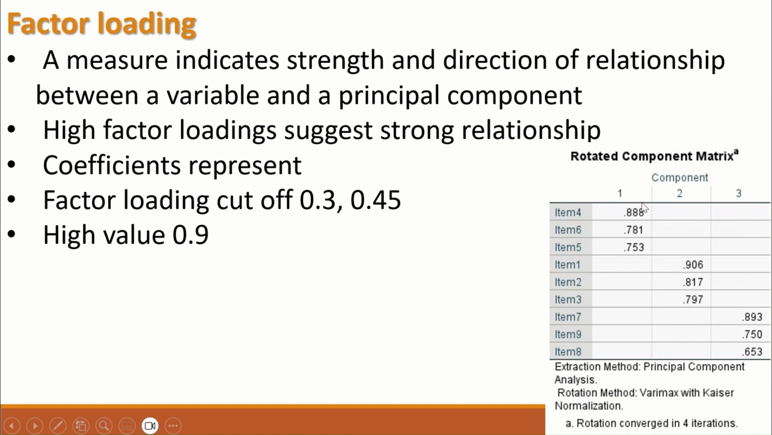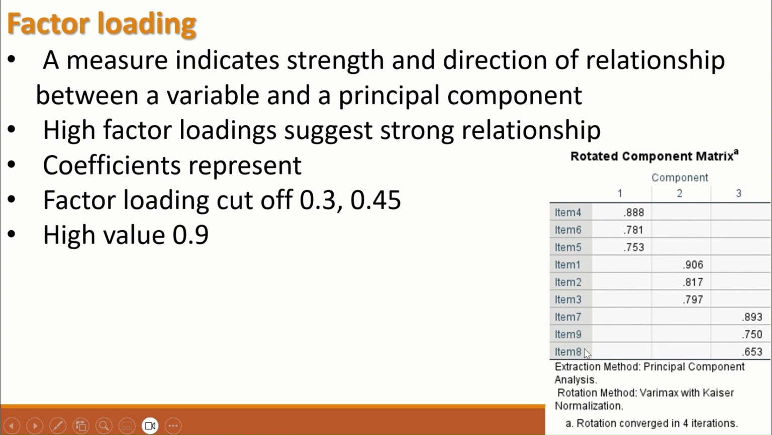The first component has 3 items. These 3 items, item 4, 6, and 5, load together on that component, and the loading factor scores are 0.88, 0.7, and 0.7. So those 3 variables load into that component. For the second component, there are 3 items. Items 1, 2, and 3 load into component 2, and the values for the factor loading are 0.9, 0.8, and 0.79.